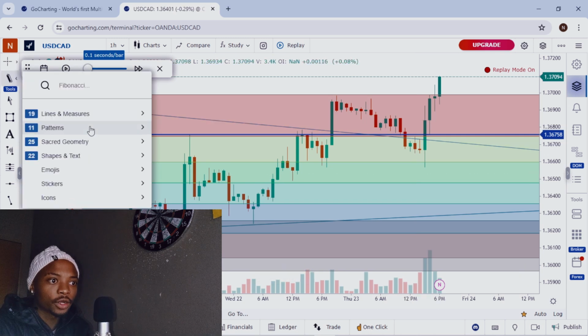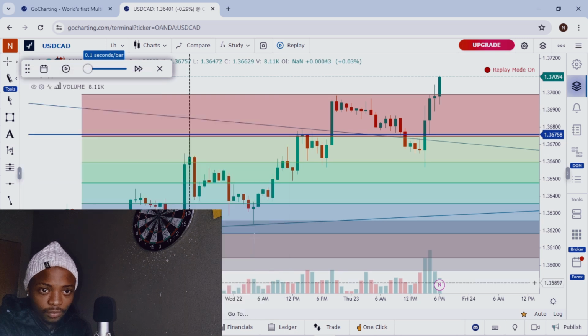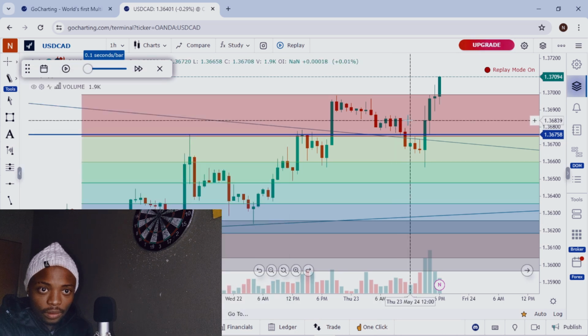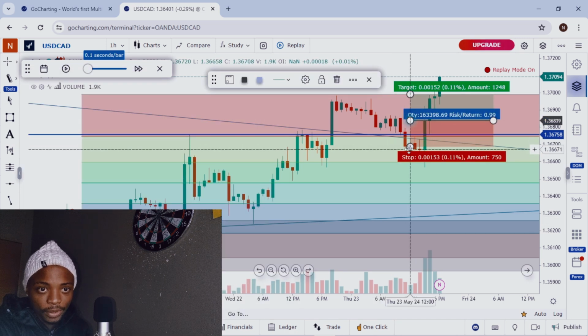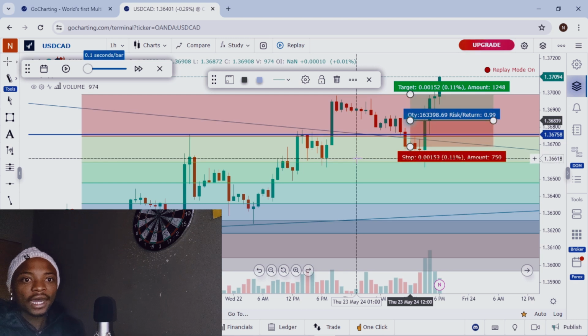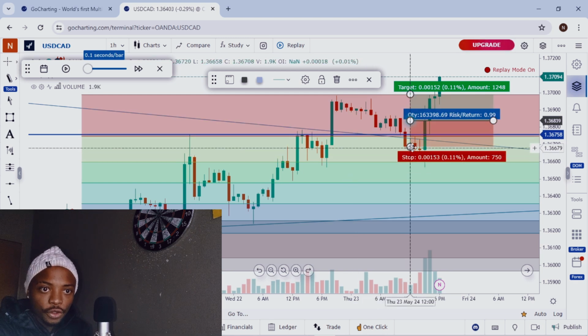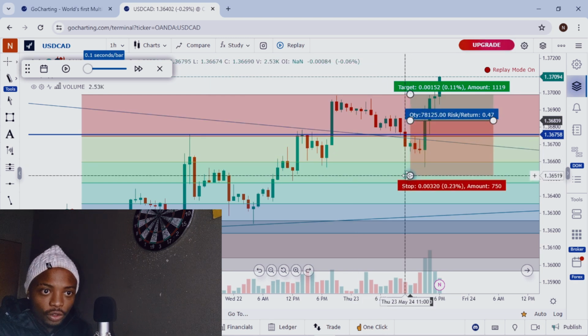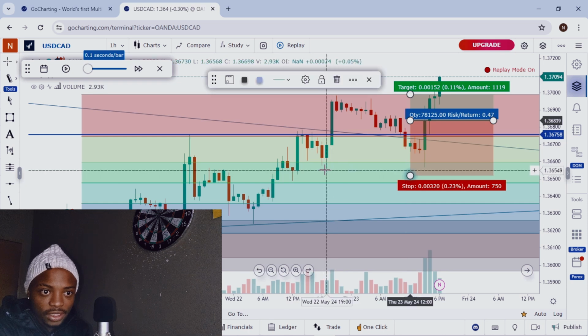So let's go and grab our long position setup, because now we're simulating trading in real time, right? And where would you have placed your stop loss? Your stop loss would have been placed below the previous low, which is this area right here.